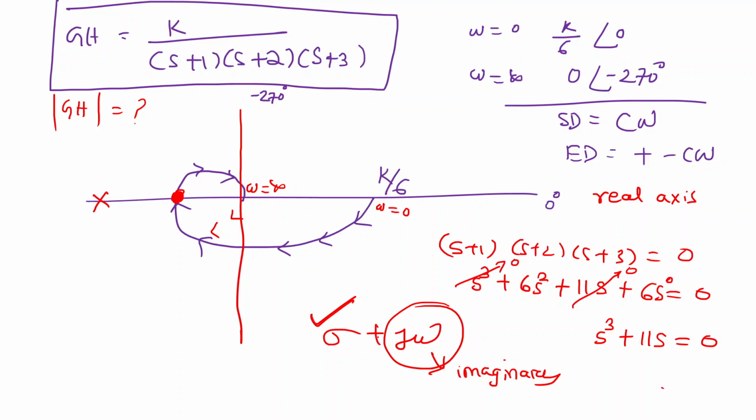Are you following me, sir? Following, sir. Now tell me, s cubed plus 11s is equal to 0. Once again, sir, to find the intersection point on the real axis, you have to make the imaginary terms 0. What are the imaginary terms here? s cubed and 11s; that you have to make 0. Just make an equation of that.